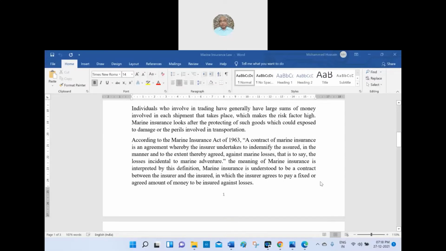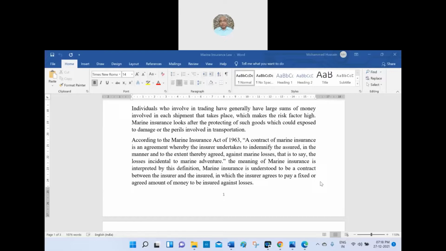According to the Marine Insurance Act 1963, a contract of marine insurance is an agreement whereby the insurer undertakes to indemnify the insured in the manner and to the extent thereby agreed against marine losses, that is to say the losses incidental to marine adventure. So when a marine adventure is there, really it is an adventure. Till it reaches its destination, we cannot say whether we will be successful in reaching there, including our life as well as the goods. The meaning of marine insurance is interpreted by this definition.